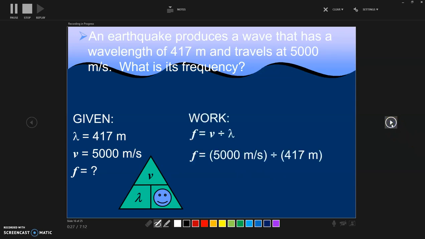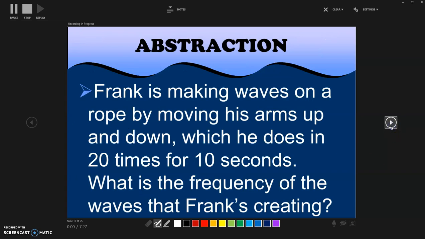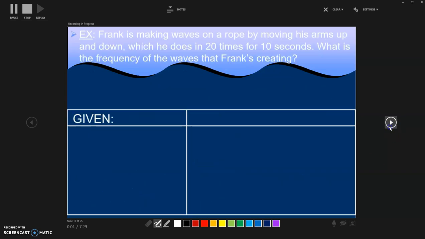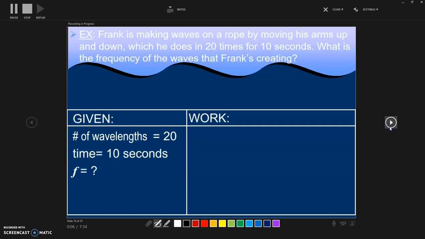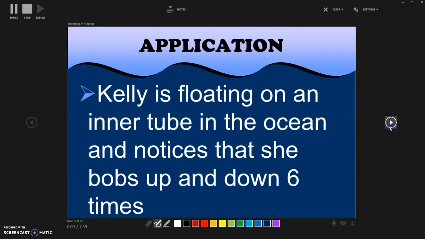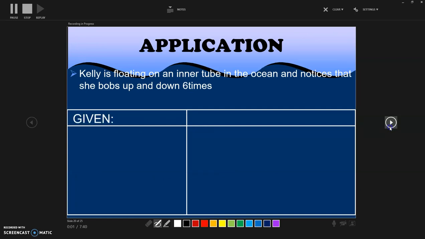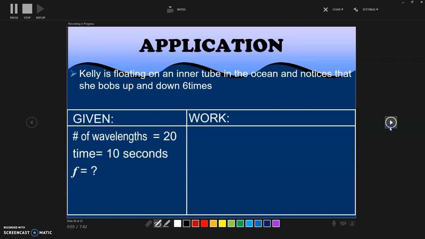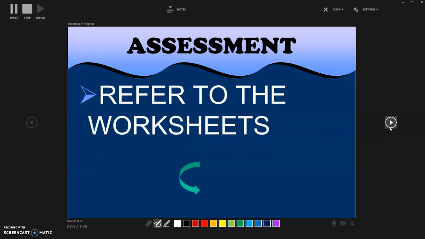So we have 5,000 meters per second divided by 417 meters. The answer is 12 per seconds or 12 hertz. Then the other one, this time it's looking for frequency still. Then another, we're looking for frequency, still the same.